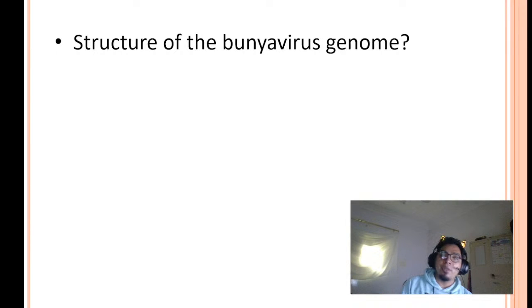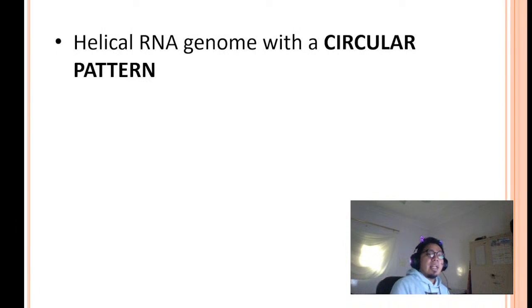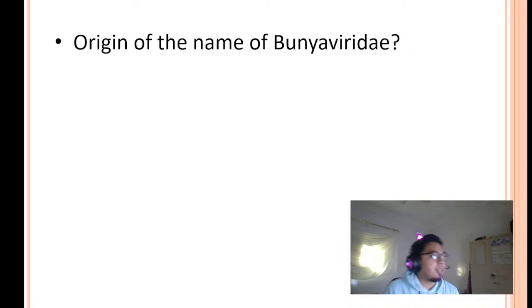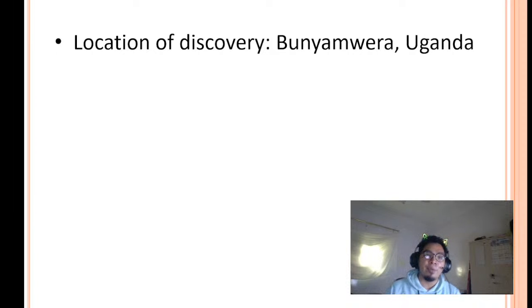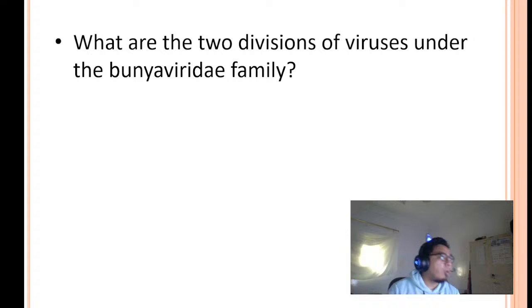Circular. Wonderful, wonderful. Thank you for participating. All right. Now, it's helical, and the pattern is circular. The origin of the name of the Bunyaviridae family is that it was first discovered in Uganda, specifically Bunyamwera, Uganda. Please don't forget Bunyamwera, Uganda. Now, what are the two divisions of viruses under this family? We have two divisions, arbovirus and non-arbovirus.